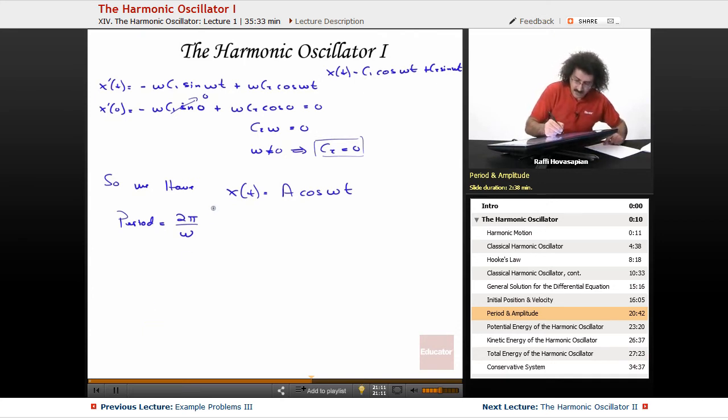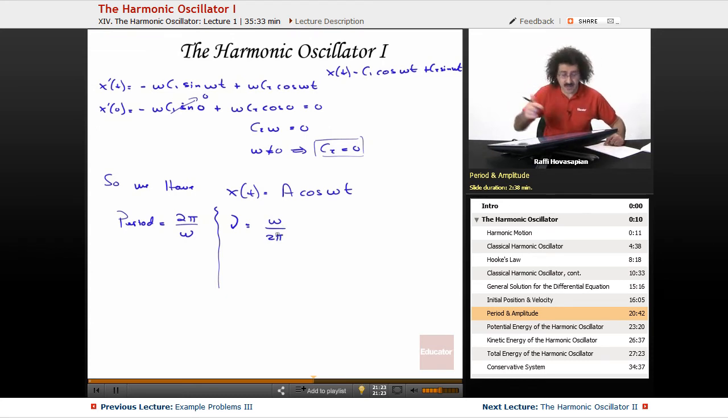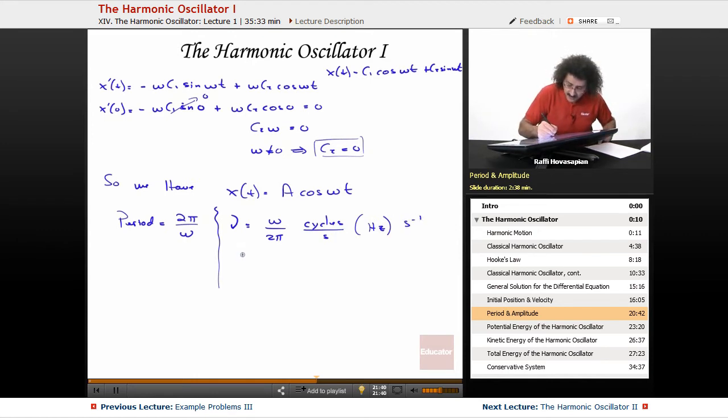Okay? The frequency of the oscillation is equal to omega over 2 pi. It's the reciprocal of the period. And it's in cycles per second, otherwise known as a hertz. We often don't include the cycles, we just put second, usually like this, inverse second. Okay, so this is frequency.